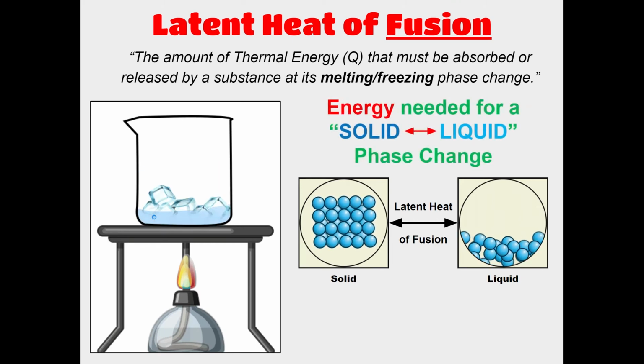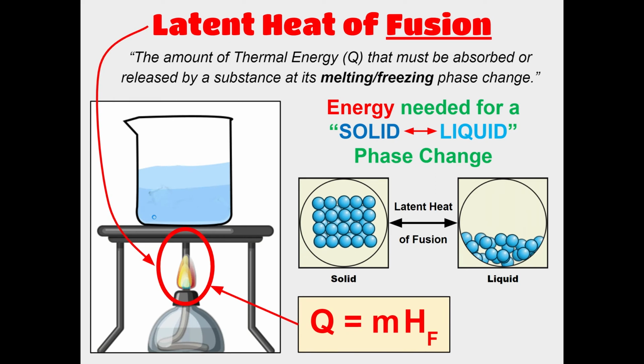Latent heat of fusion is simply the energy that you need in order to accomplish a solid to liquid phase change or a liquid to solid phase change. You can go in either direction and it's going to be the same amount of energy. And you're either going to take in that energy and turn from a solid into a liquid, or you could give up that amount of energy and go from a liquid to a solid. So latent heat of fusion is the energy needed for this kind of phase change.